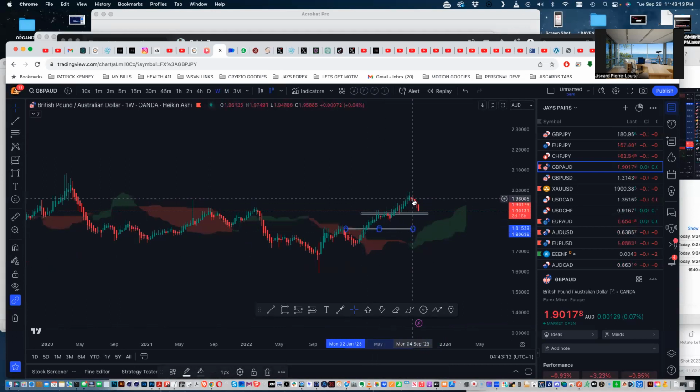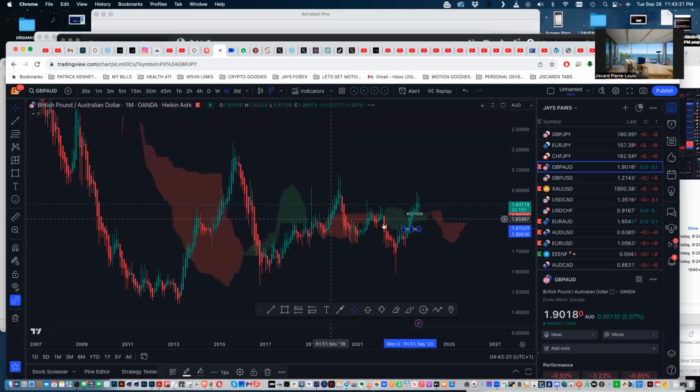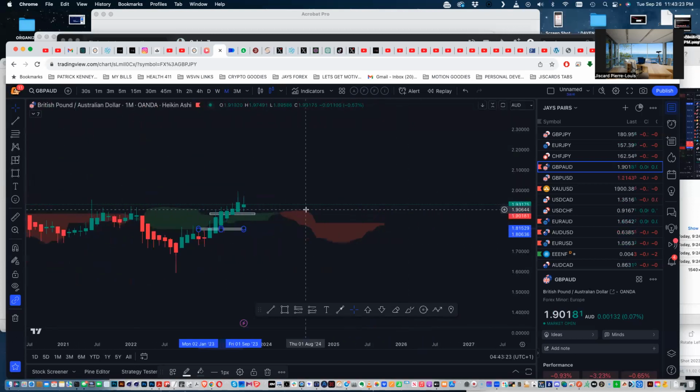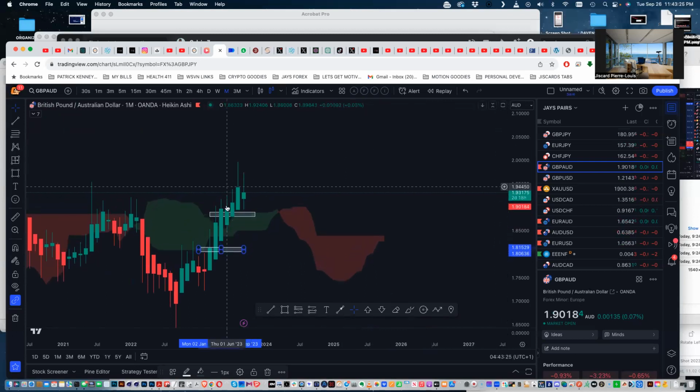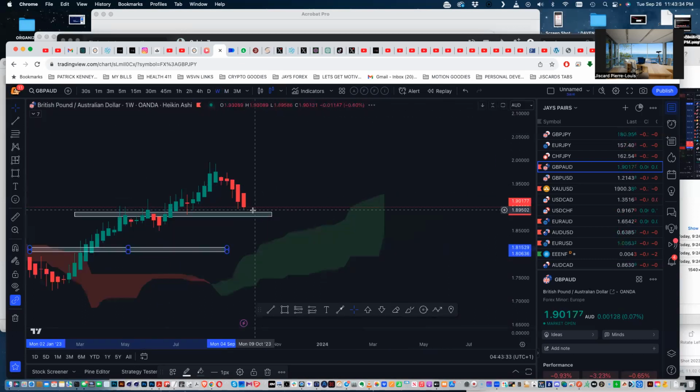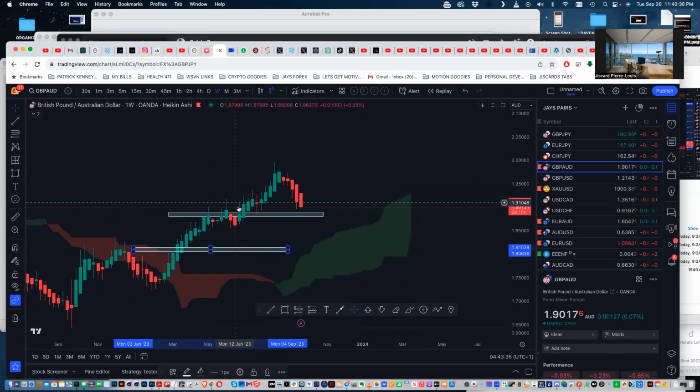At some point, it's coming back to this level. You see this level over here? The reason why we have this level is because it was flat on the monthly time frame. See that? That's why this level is there. So it's going to come back and at some point test this level. Look what it's doing right now. It's already doing that on the weekly time frame. That's why it's coming back.